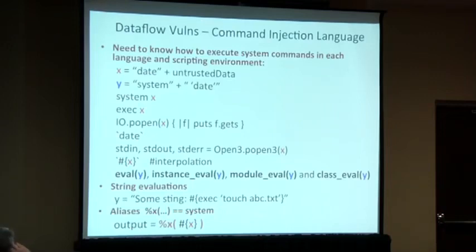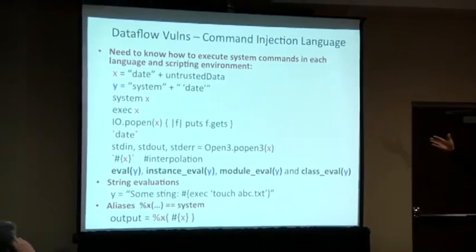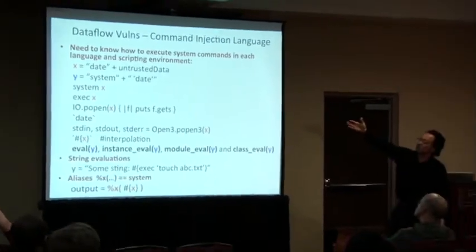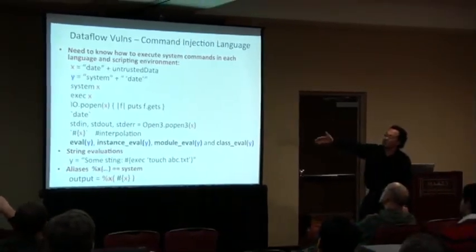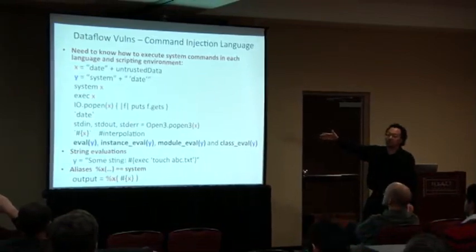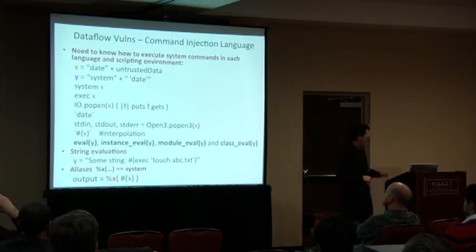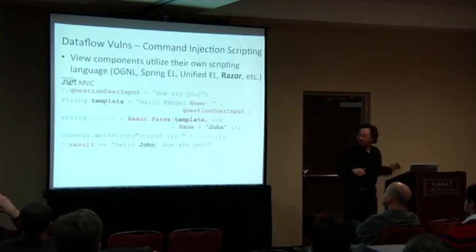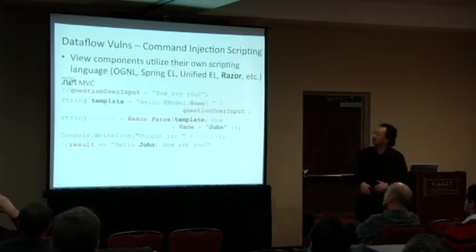All right, command injection. Again, with frameworks, there are many ways that system commands can be executed. And this is just Ruby. These are all the different ways that you can execute commands. And here we're taking untrusted data, assigning it, concatenating it with date, and then passing it to one of these functions that's going to ultimately execute that command, the attacker's command. And so you have to be familiar with these; just Google it.